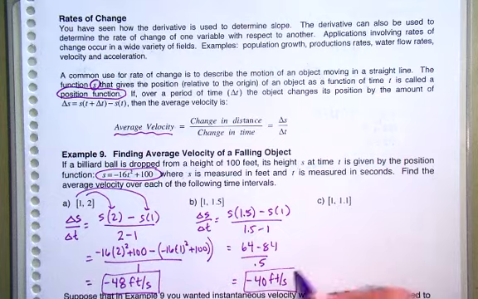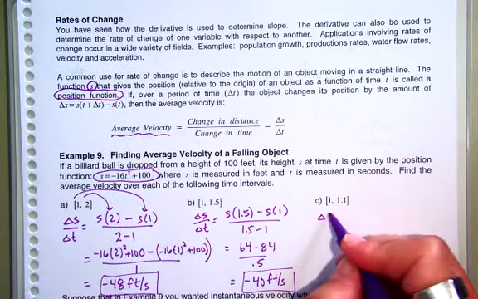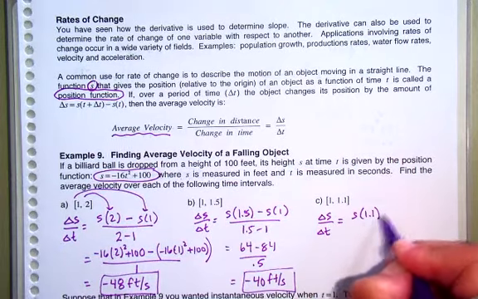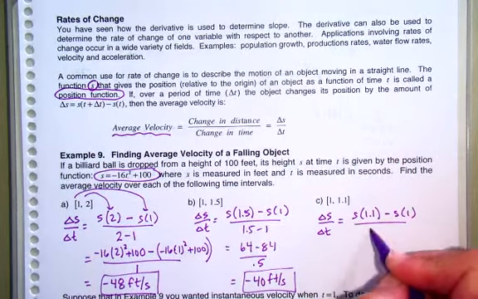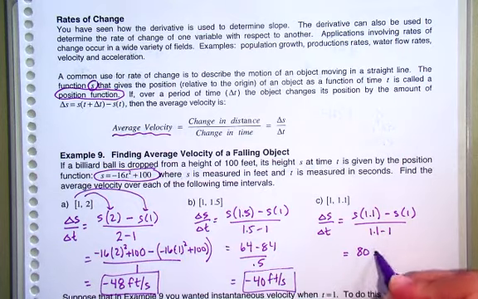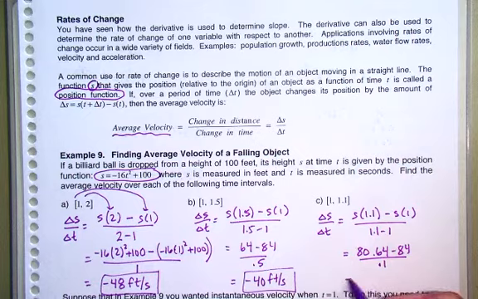Notice these numbers are getting closer and closer to something. Delta s over delta t for this one would be s of 1.1 minus s of 1 over 1.1 minus 1. And again, when you use your calculator, you should get something like 80.64 minus 84 over 0.1, which is about negative 33.6 feet per second.